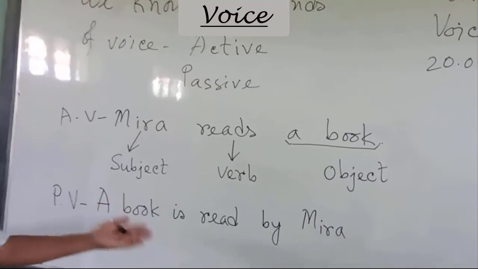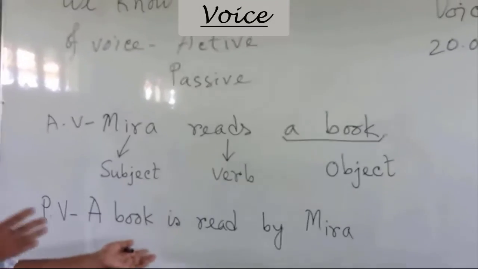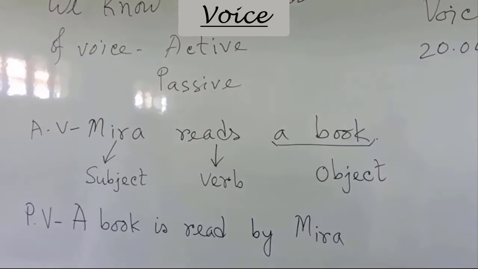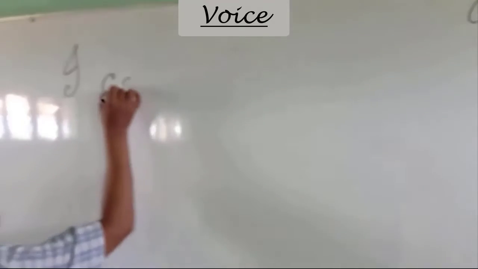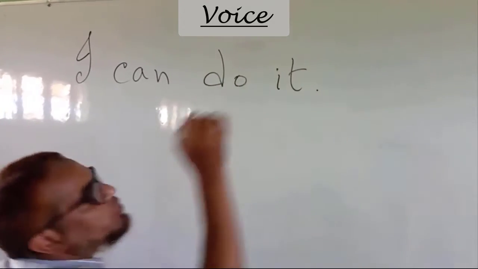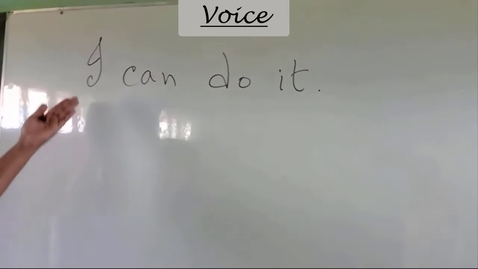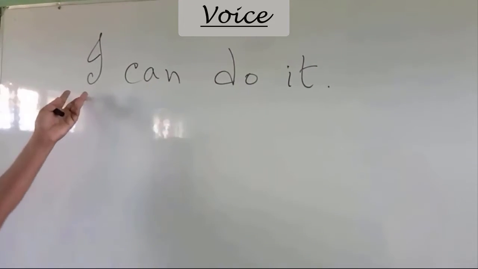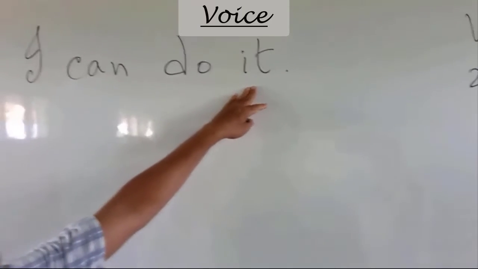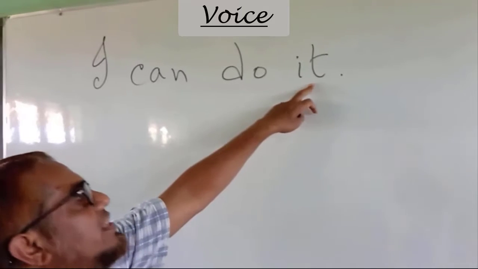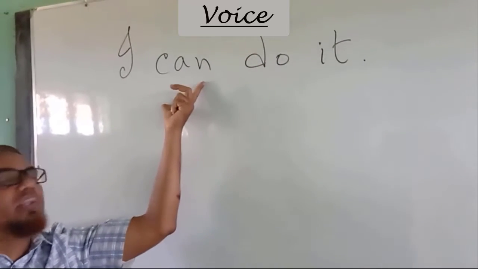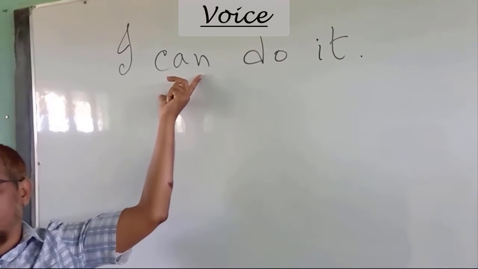Then it will be very easy for you to change the active voices into passive voice. I can do it. Very simple sentence. Here, I is subject, can is a verb, do is another verb, it is object. Do is the principal verb or main verb, can, as you know, is a modal verb.